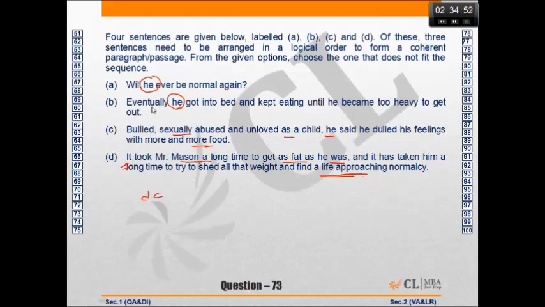Okay, among these three, I think DCB, sorry, appears to be the right combination. Let me quickly read that again. Life approaching normalcy. Bullied, sexually abused, unloved as a child. He said he dulled his feelings and eventually kept eating until he became too heavy to get out of bed. Yeah, A should be the answer.